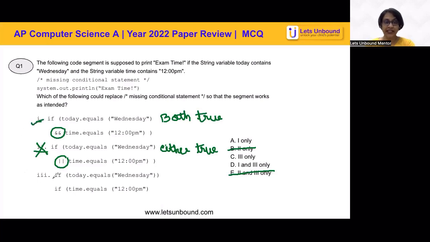Now let us look into the third condition. If today equals to Wednesday and we have another if, so basically here we have a nested if. So the inner if will be checked only if it is Wednesday. If today equals to Wednesday, then we will check another if which says time equals to 12 p.m. So if both the conditions are true, then only it will print exam time. So again, this condition is the correct condition. Hence, 1 and 3 are the correct conditions. So here we have option D, which says 1 and 3 only. Okay. All right. So let us now move to our next question.